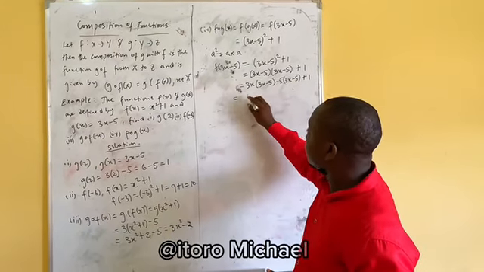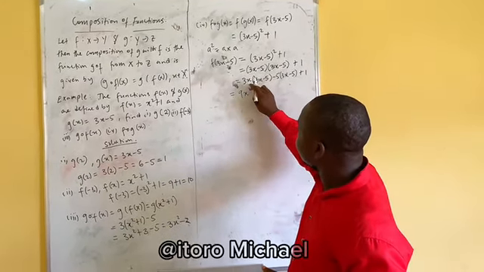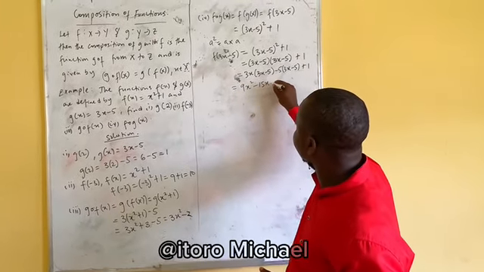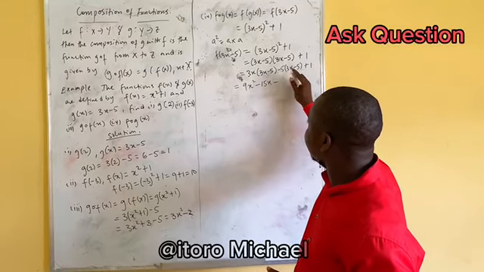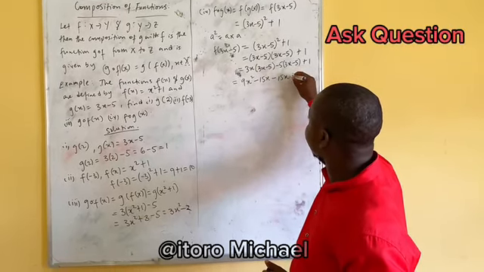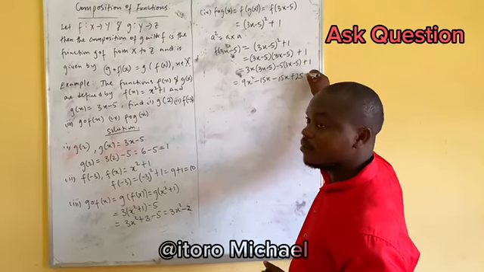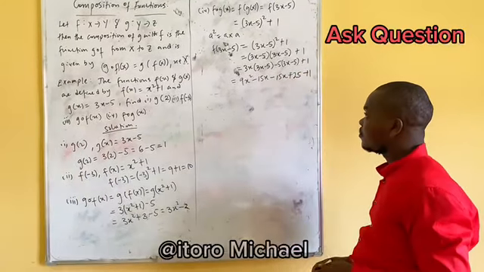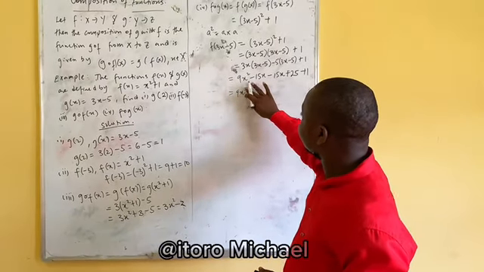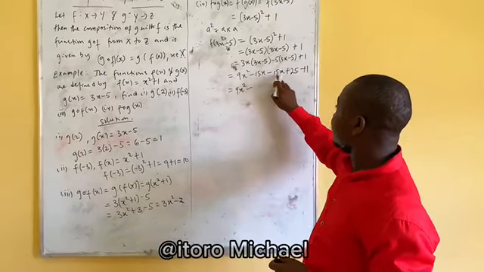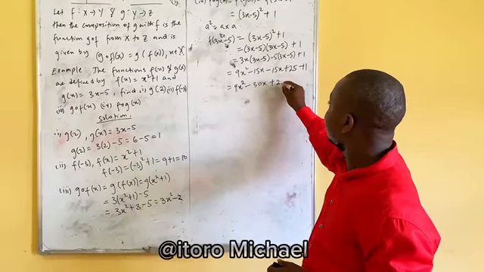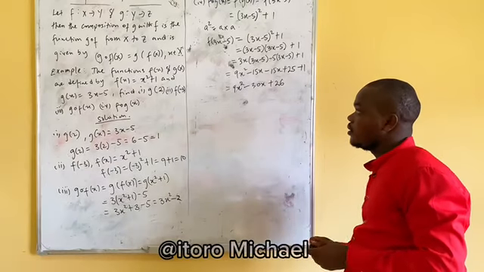Now 3 times 3 is 9x squared. 3x times minus 5 is minus 15x. Minus 5 times 3x is minus 15x. Minus 5 times minus 5 is plus 25, plus 1. Now that will give us 9x squared, minus 15 minus 15 is minus 30x, plus 26.